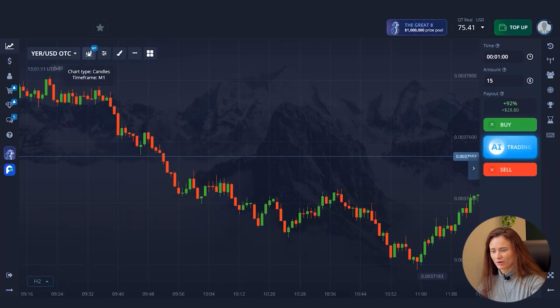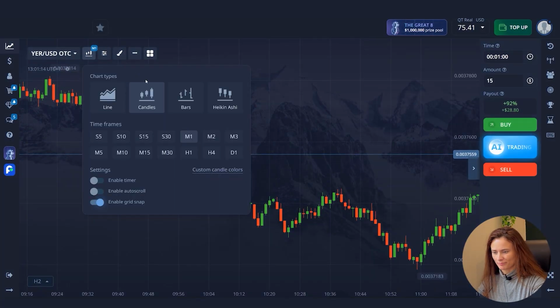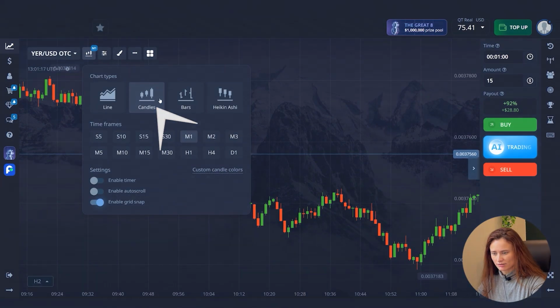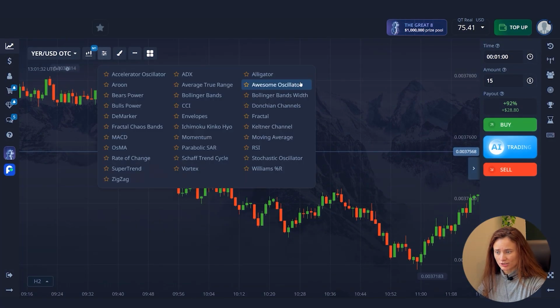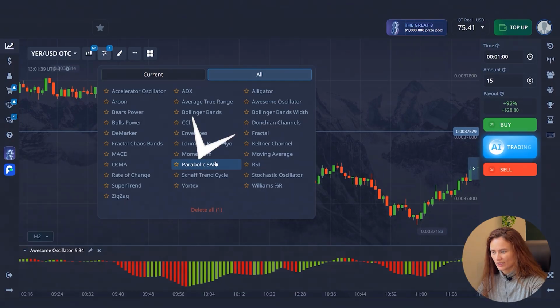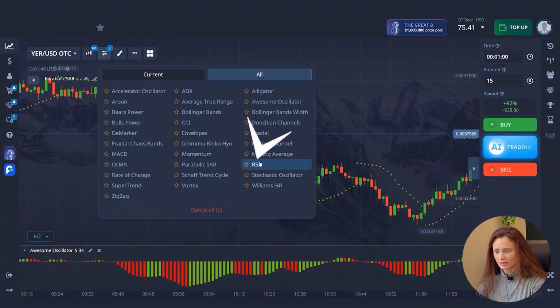Now I'll show you my account settings, you can just repeat after me. Type of graphic, I use candles, the time frame will be 1 minute. And now I will open the indicator section and choose awesome oscillator, parabolic SAR and RSI.